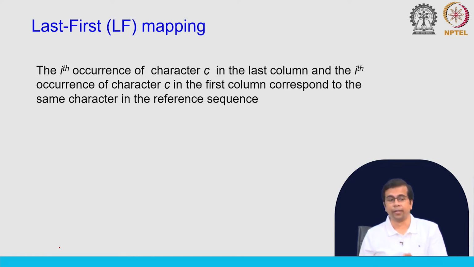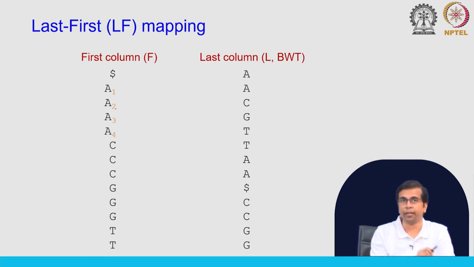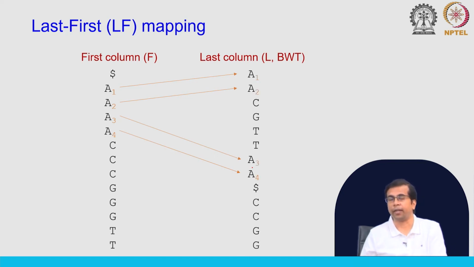Okay. So, what it means now is, if we number these A's in the first column as A1, A2, A3, A4, we are distinguishing these 4 A's by these subscripts. What it means is that these 4 A's actually correspond to these 4 A's here in the last column. This correspondence is shown by these red arrows. And if they are corresponding to the same base in the reference sequence, we can also number these A's as A1, A2, A3 and A4. So, this is what we mean by last first mapping.